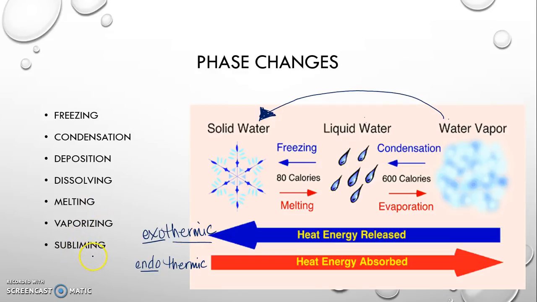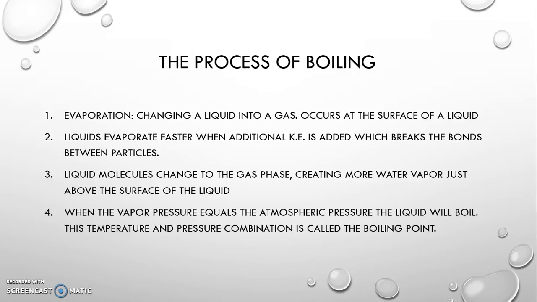And sublimation or subliming. Sublimation is from a solid to a gas, and that is what happens with carbon dioxide on dry ice. So it's going directly from a solid to a gas, and it's not passing through the liquid state at all. All right, so what happens when something boils?